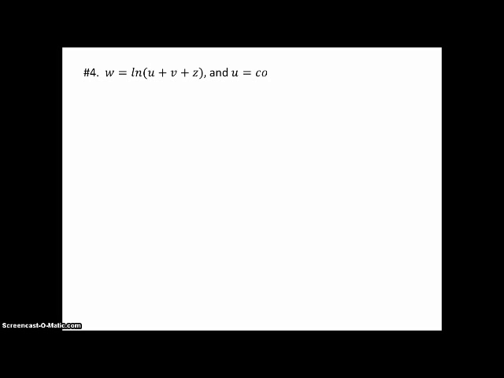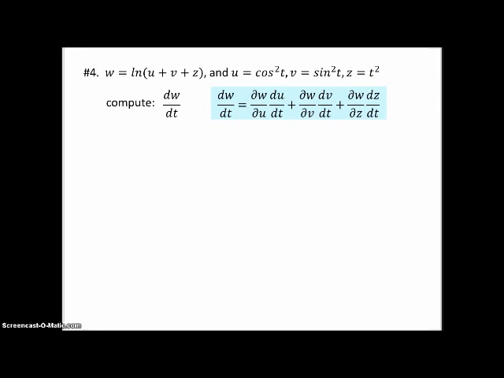Number 4, w equals a log of u plus v plus z, and u, v, and z are each single variable functions of t as shown. Compute dw/dt. So t is the independent variable, and w is a composite. So here's our formula. Basically we're going to need the partial derivatives with respect to u, v, and z, and then we're going to multiply those by the individual derivatives of the functions u, v, and z with respect to t.